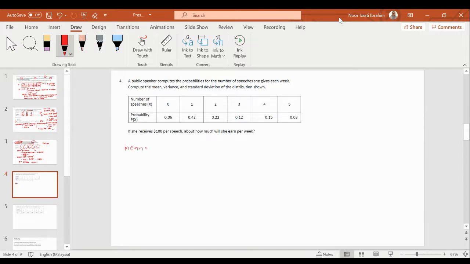For the mean, you have to use the formula E of X equals summation of X multiplied with probability. Then you make it 0 multiplied with 0.06 plus 1 multiplied with 0.42, until the last one, 5 multiplied with 0.03. Then you will have here 1.97.